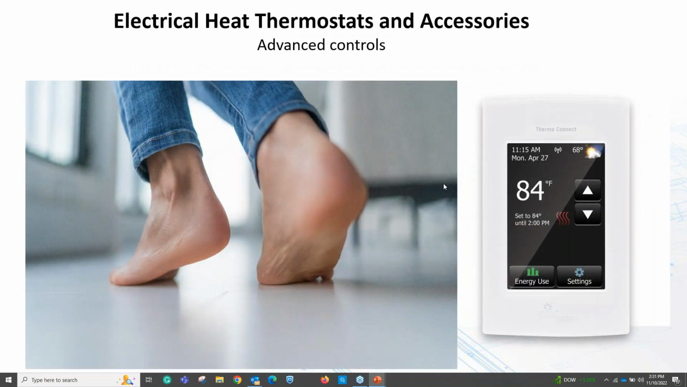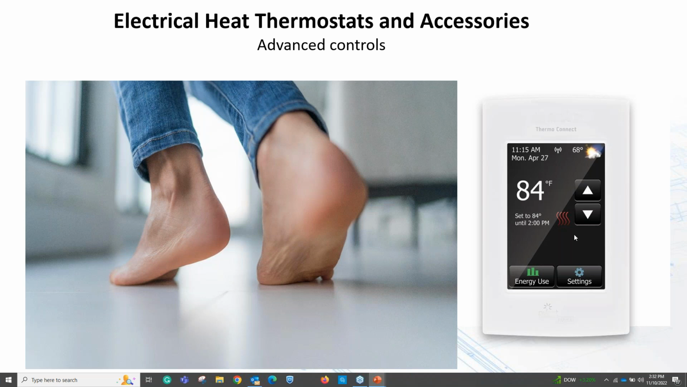Once again, with the technology, the new thermostats, as you see here, this thermostat is showing that the floor is 84 degrees. It's 11:15 a.m. on a Monday, and it's 68 degrees outside. So it's not very cool outside, but we've got an 84-degree floor inside. And all this is pretty much an LED screen.